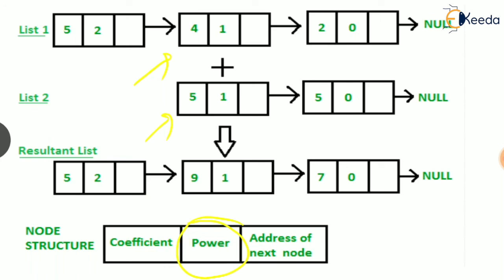So here the power of list 1 term is greater than the power of list 2, that's why we directly add it into the resultant list. Now in the next two terms the powers are the same, that is 1 and 1, and 0 and 0. Because of that we add the coefficients, that is 5 plus 4 is equal to 9 and 5 plus 2 is equal to 7. So we get the resultant list like this. In this manner you can add polynomials by considering these three rules.